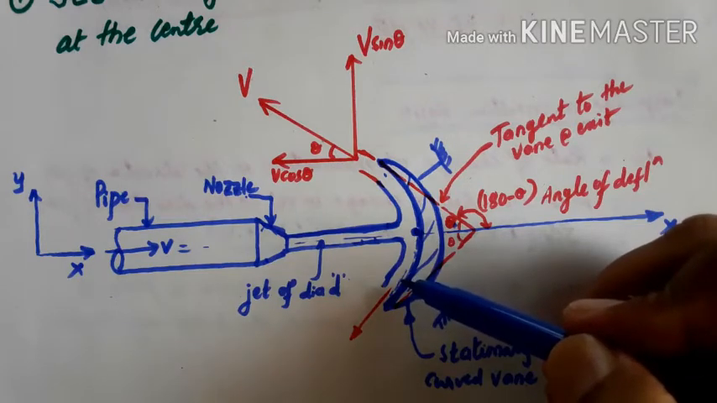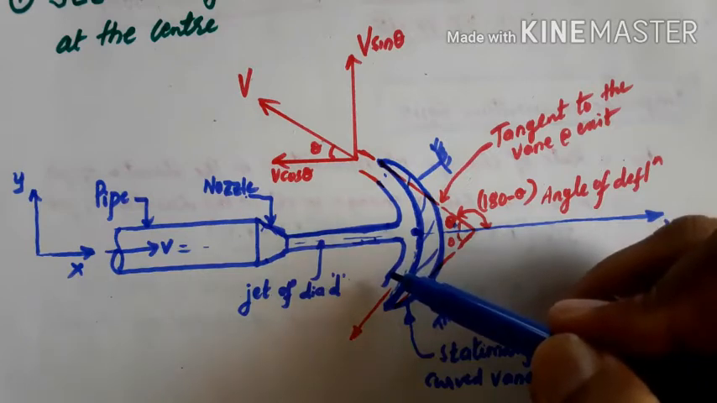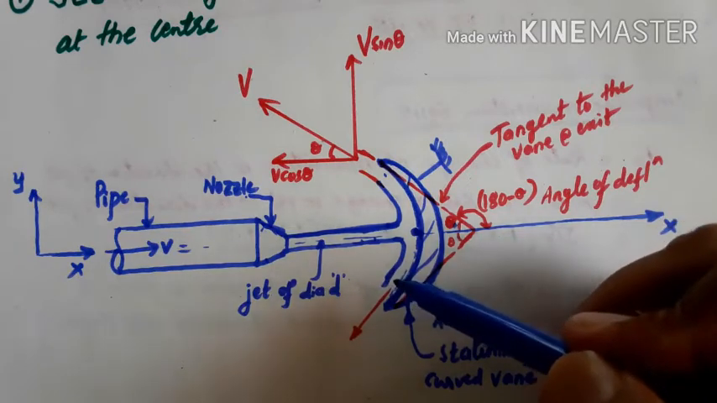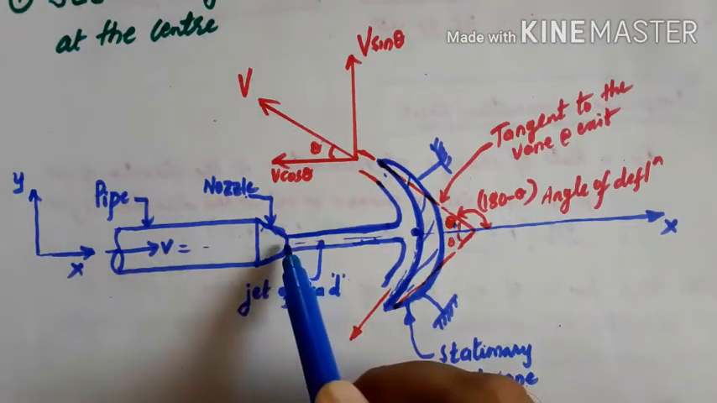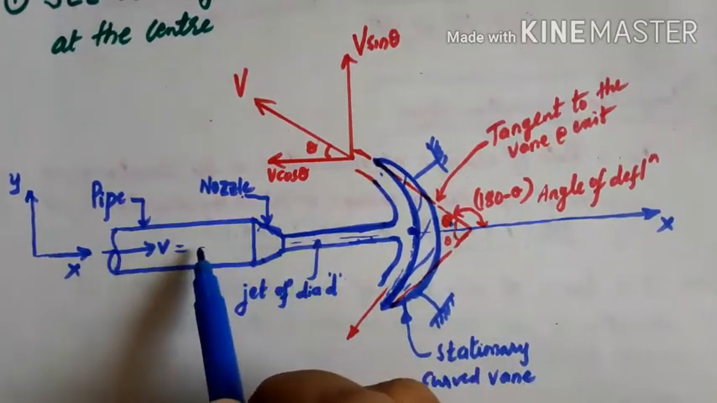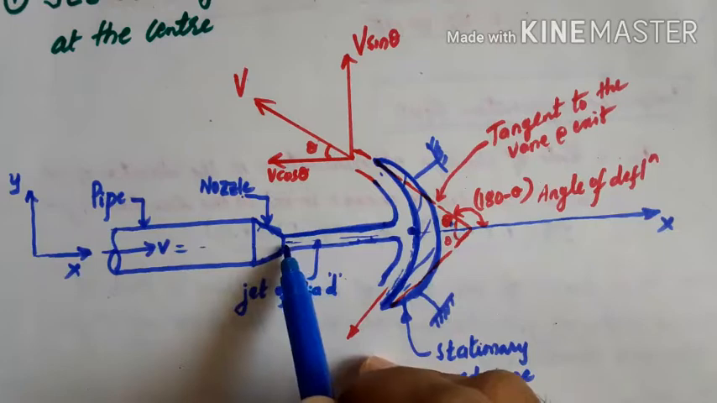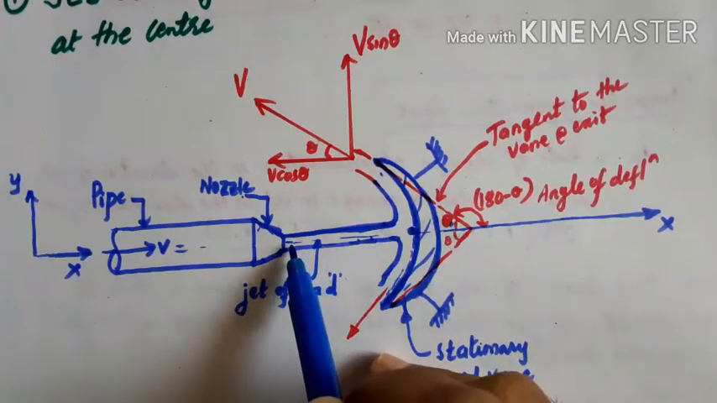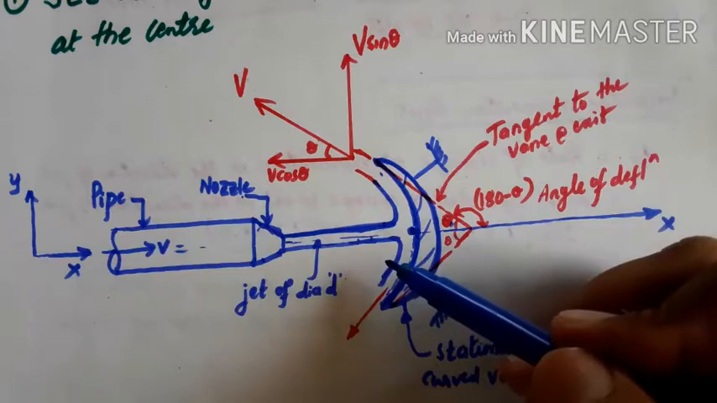And one more assumption we have to make: the difference in elevation between the incoming and outgoing jets is neglected. So this is an incoming jet and this is the outgoing jet. There is no difference between incoming and outgoing jets. That is also one assumption we have to make.